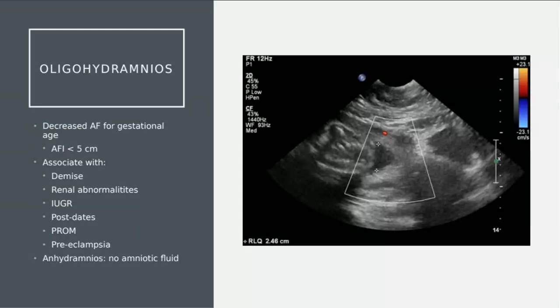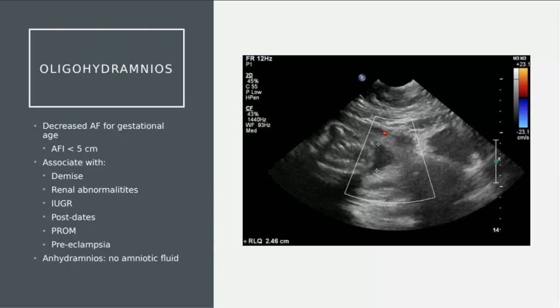Next, we have oligohydramnios. So there's not enough fluid. This is when we have an AFI of smaller than 5 centimeters, also an MVP of smaller than 2. So this is really like there's no fluid in there for these babies. It's going to be associated with fetal demise and renal abnormalities. If the baby doesn't have kidneys, they're not really going to produce any amniotic fluid. We can't rely on the skin, the lungs, the cord to produce the fluid when the main driving factor of fluid production is the kidneys.